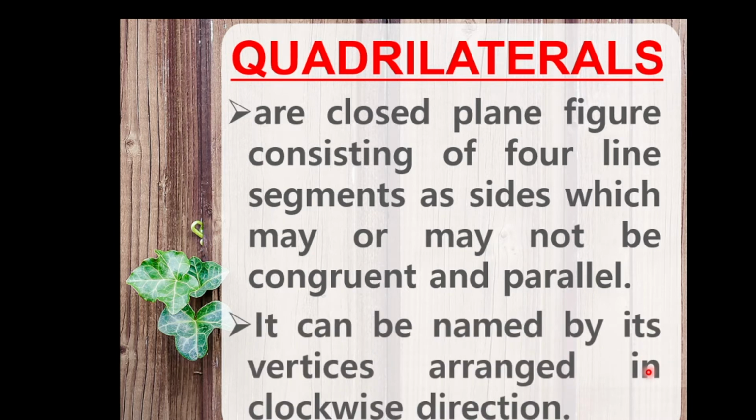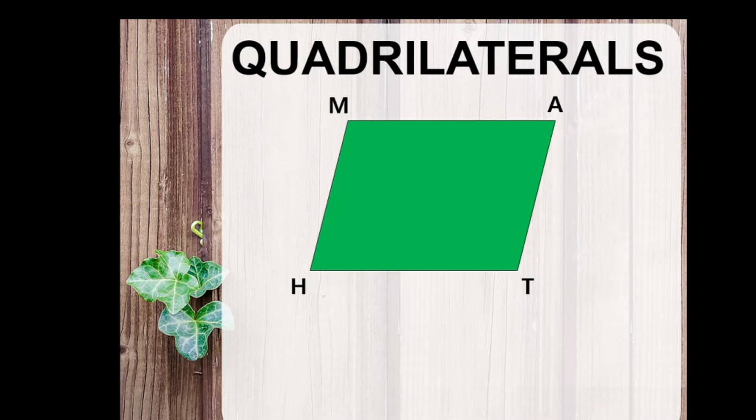Quadrilaterals can be named by its vertices, which are arranged in clockwise direction. And take note that the sum of the 4 angles of a quadrilateral is equal to 360 degrees. So we have here a figure of a quadrilateral.